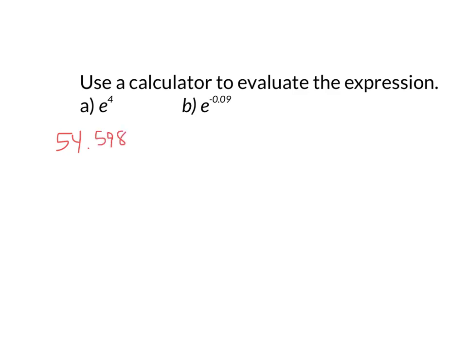And the next one, same button, second LN or natural log, e to the negative 0.09. Hit enter. You should see 0.9139. You may want to punch those in real quick. Make sure you got the same thing I got. Make sure you find that button on your calculator.